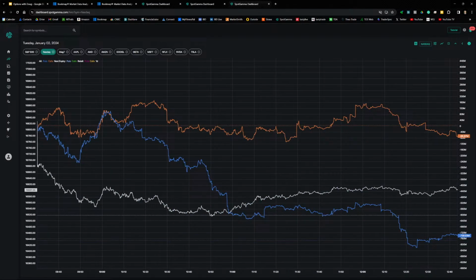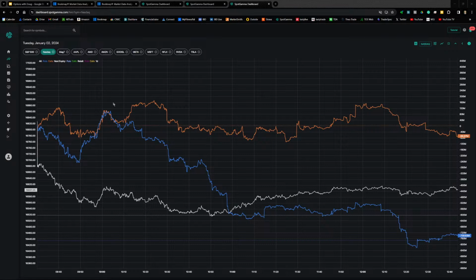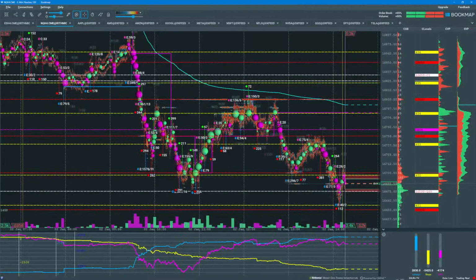All right, so what I'm looking at is right around 10 a.m. Call line pretty flat, but traders start aggressively buying puts, shown by the falling blue line, just right around 10 a.m., and setting up a nice short in the Nasdaq this morning. Let's go back to Bookmap. We'll zoom in on this.